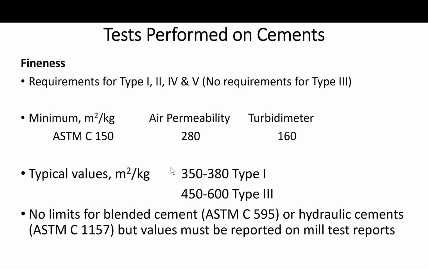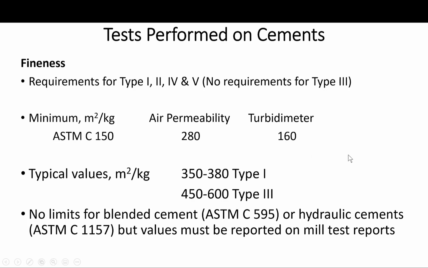Okay, so the requirements of the fineness for type 1, 2, 4, and 5 are shown here. There are no requirements for type 3. We have a minimum value required in square meters per kilogram. The ASTM C150 requires a value of 280 using the Blaine, 160 for the Wagner. This is for these 4 cements.